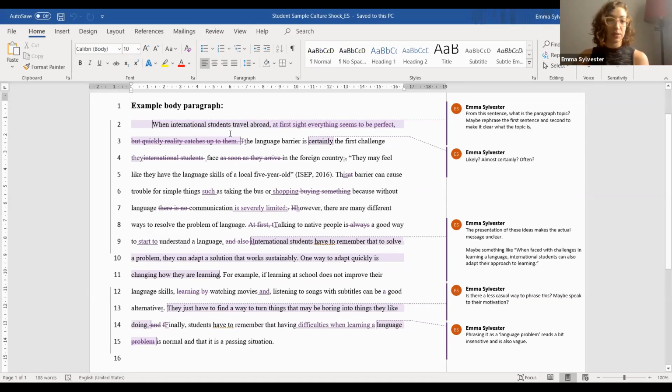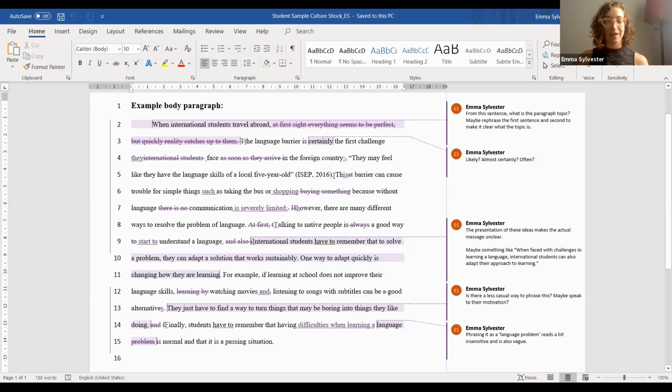So I recommended, this was my own suggestion here, to take out "everything seems perfect," because that's a bit vague, and to combine it with the next sentence. So instead it would read, "When international students travel abroad, the language barrier is the first challenge they face in a foreign country." So that's one possibility.